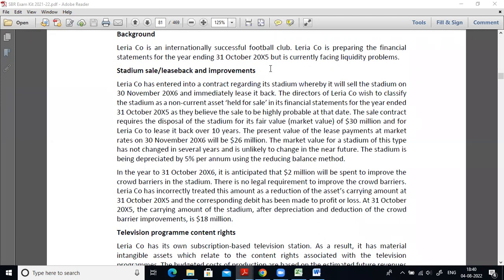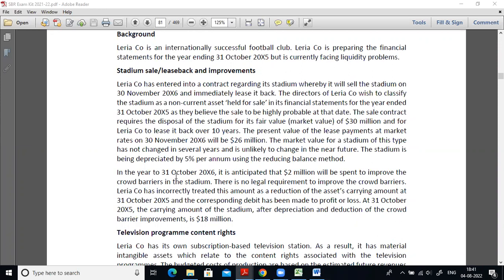Entered into a contract regarding its stadium whereby it will sell the stadium on 30th November 2006. Now we need to compute the carrying value of the asset on 30th November 2006. So what do you think? What will be the carrying amount? Because why I'm saying this is just try to see in the year ended 31st October 2006, it is anticipated that 2 million will be spent to improve the crowd barriers in the stadium, and there is no legal requirement to improve the crowd barriers.